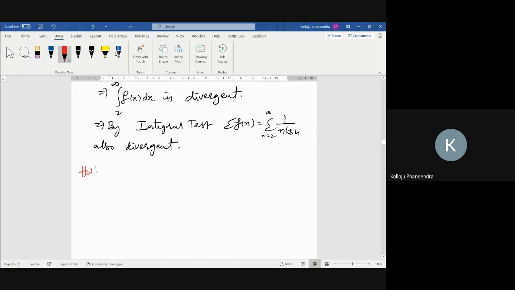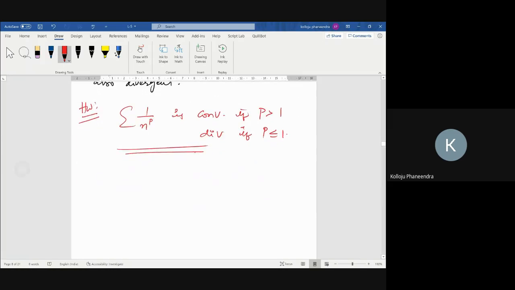I will tell another problem, and you try this. This is homework. What is that? Sigma 1 by n power p is convergent if p is greater than 1, and divergent if p is less than or equal to 1. This is our p series test. You prove this. Okay.